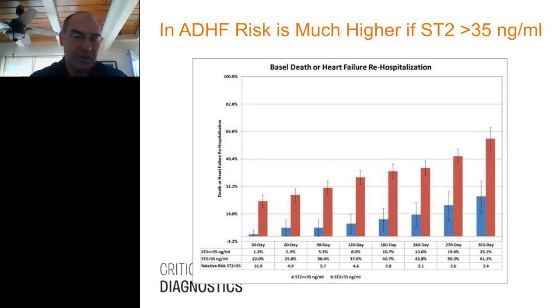Just like in the US population, this is a European population where we look at the risk of death or heart failure hospitalization. So another very meaningful endpoint in managing patients with heart failure is how frequently they get rehospitalized, because hospitalizations are both very expensive and very dangerous to the patients. And what we see in this case is that an elevated ST2 has a 17-fold higher risk of either dying or being readmitted within 30 days than a low ST2. And that risk is persistent out to 1 year follow-up. And this was from a European cohort.